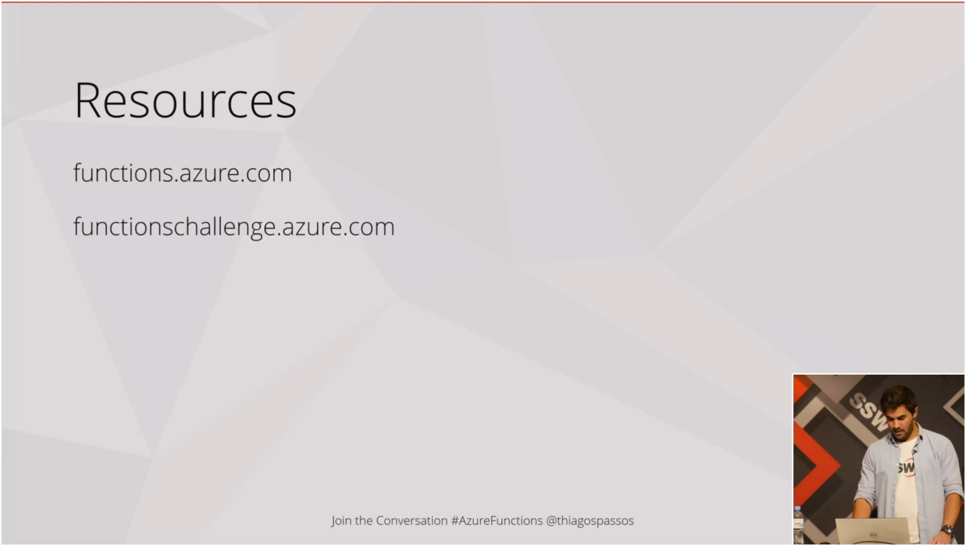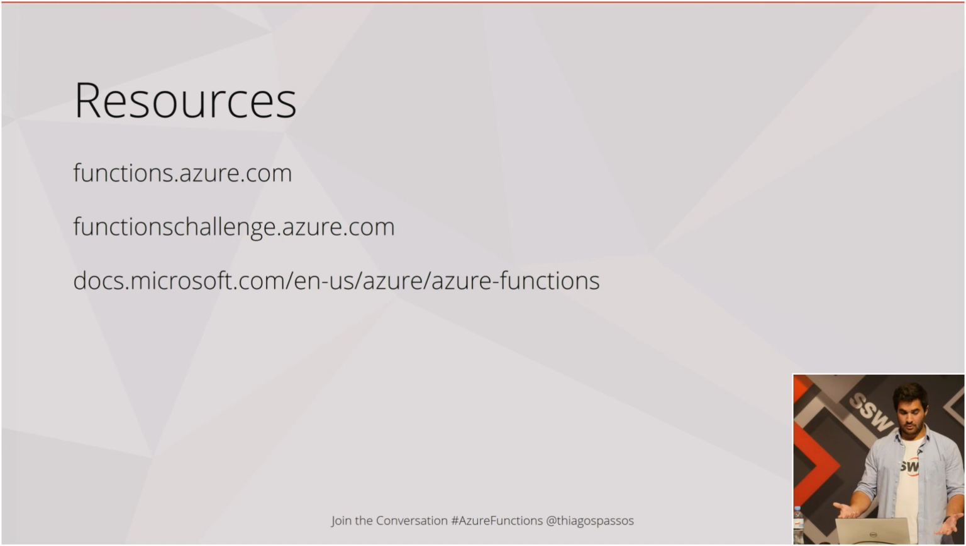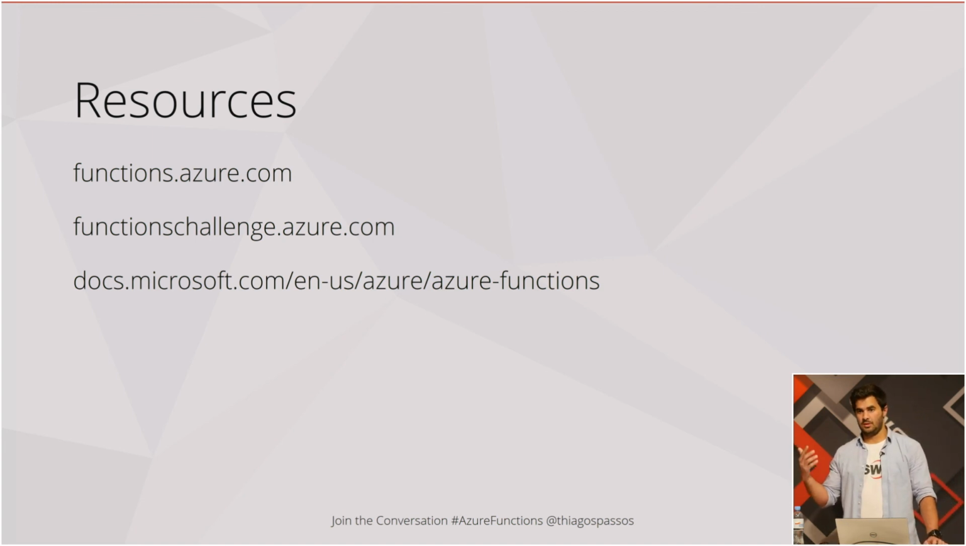It's free. After you're done with that, if you have no idea where to start or what sort of function you want to create, go to functionschallenge.azure.com. That's going to give you some ideas, and you're going to have some challenge to create a function, which is pretty nice. And also the Microsoft Docs. Just go there. You're going to find step-by-step on how to debug, how to deploy, how to create functions using the CLI and stuff like that.